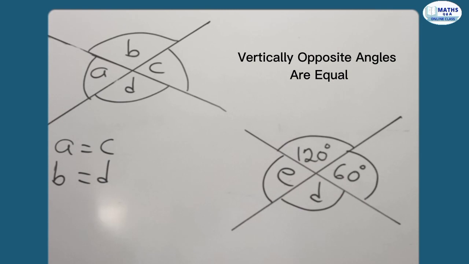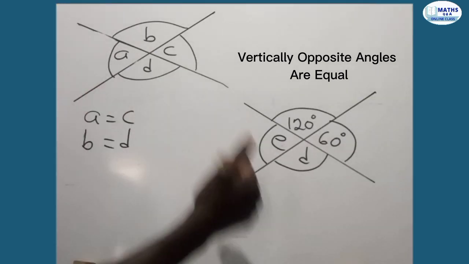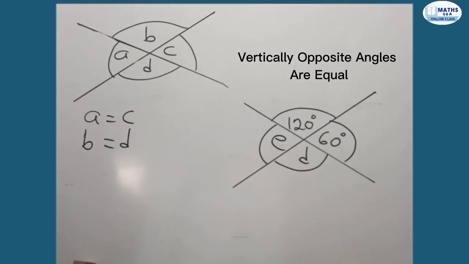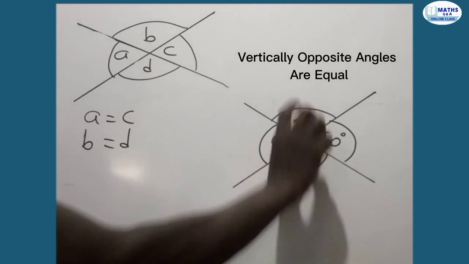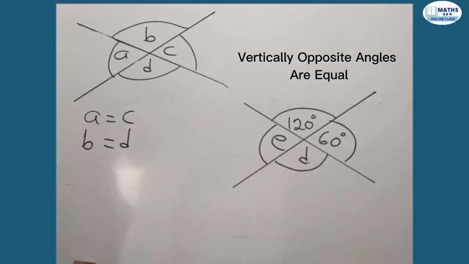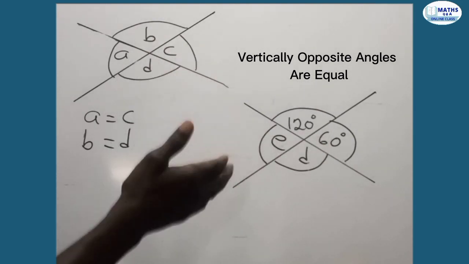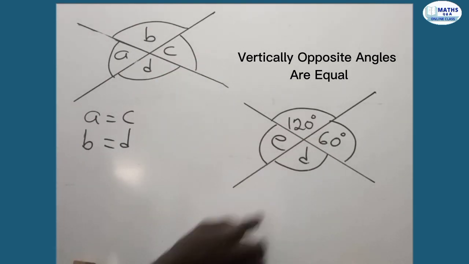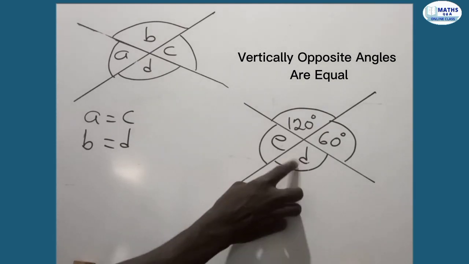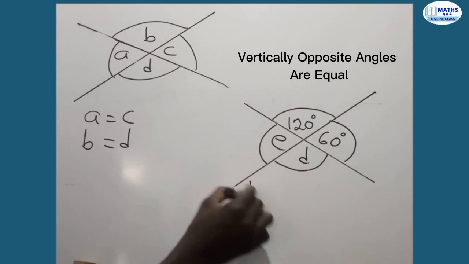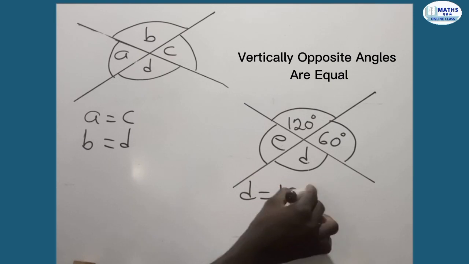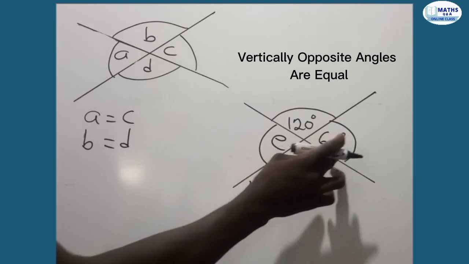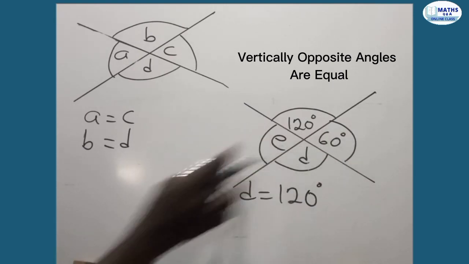If you are told to find the value for angle E and then D, what will be the value? Now the angle property that we have here says that when the angles are vertically opposite, they are what? Equal. That is, vertically opposite angles are equal. So if this is 120 degrees and then this is D, what will be the value for D? The value for D will be equal to what? 120 degrees.